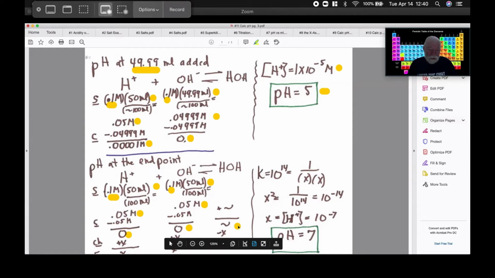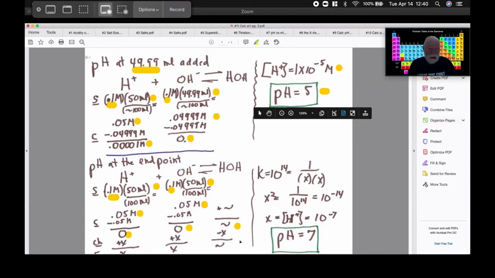Okay, so here's a case where we're going to have to do a change step. We can't have these zeros in the completion step, so now the system is going to go to the right. So we're going to lose minus X of water, plus X of hydrogen, and plus X of hydroxide. So at equilibrium, we're going to have X for the hydrogen and X for the hydroxide. So we're going to have to solve for X to get the pH.